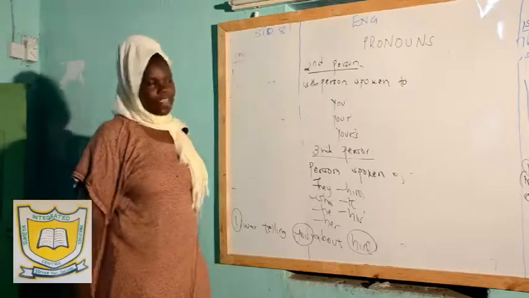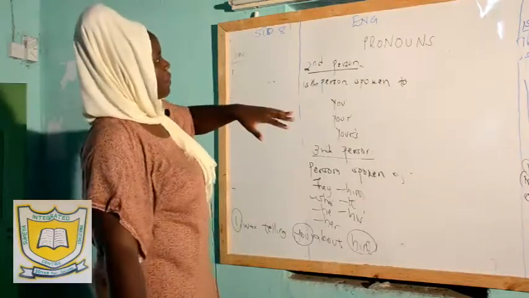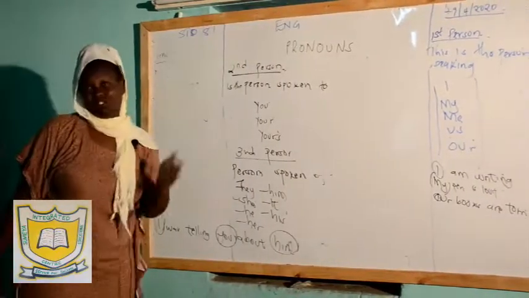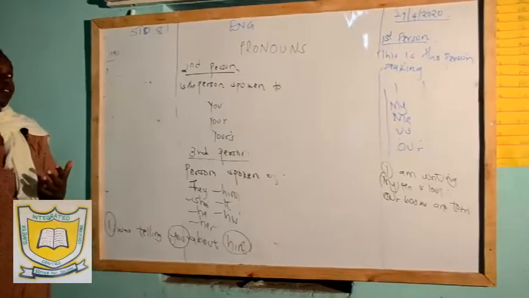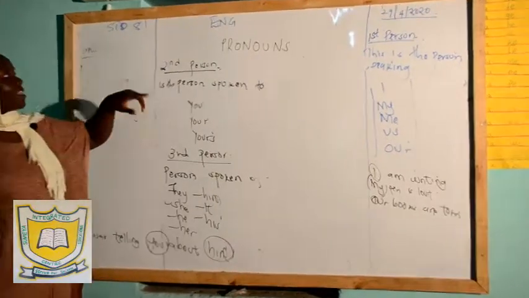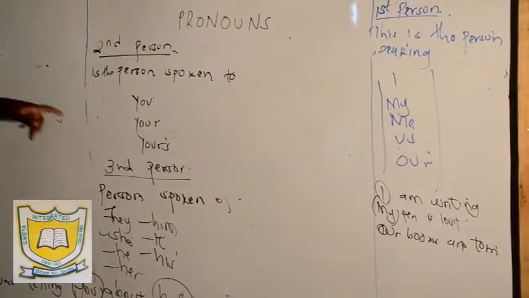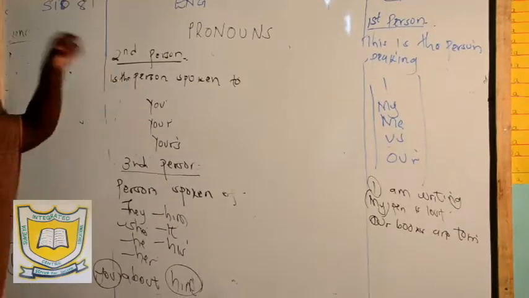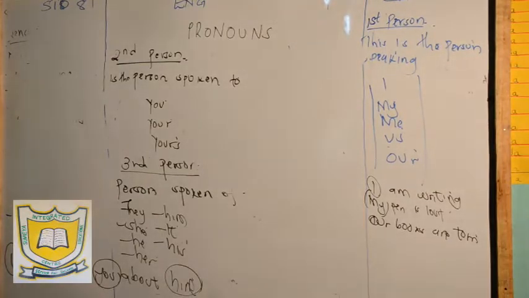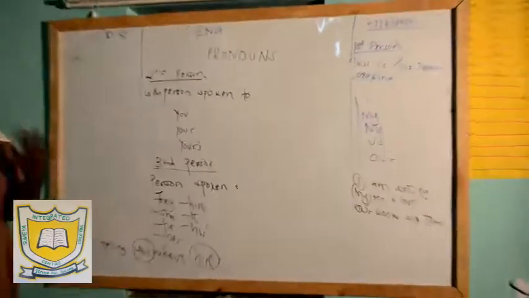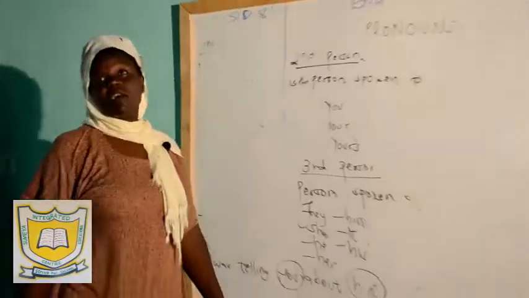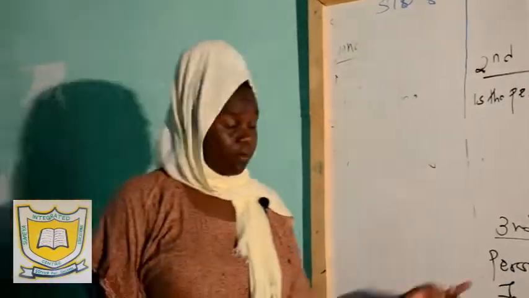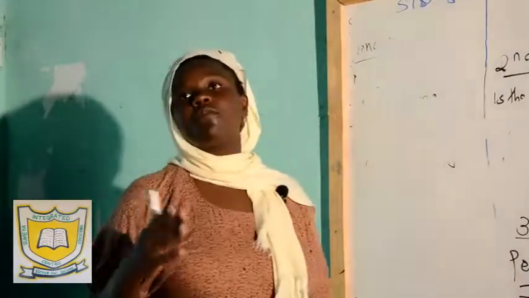So I hope people can understand that when we are talking about pronouns, we can divide them according to gender, which nearly all of you know, but we can also divide them according to persons. We can have first person, second person, and third person pronouns. First person is the person speaking, second person is the person spoken to, and third person is the person you spoke of. This brings us to types of pronouns.